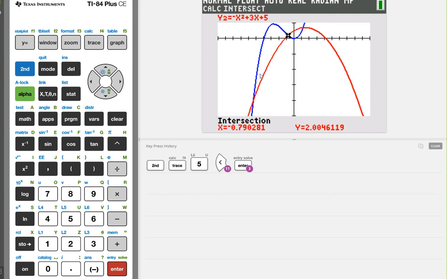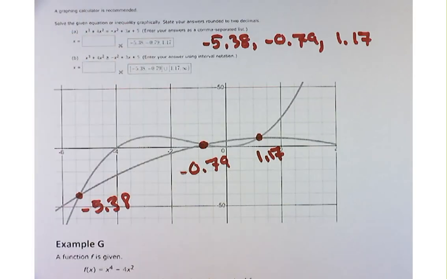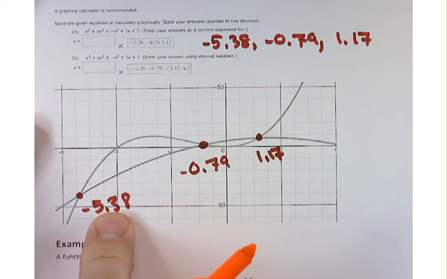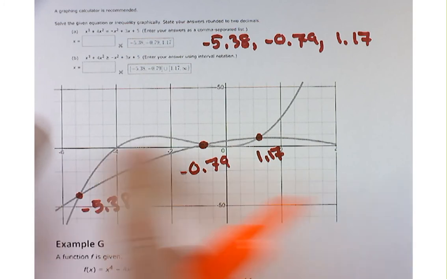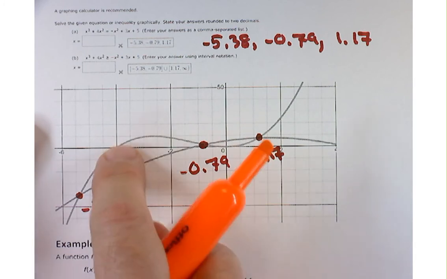So basically, where is the blue graph taller than the red graph? If you look back at our work, we've already given ourselves what we need because we know these points of intersection. So let's look at those here on this graph. Starting at negative 5.38 and until negative 0.79, this graph is bigger than this one.